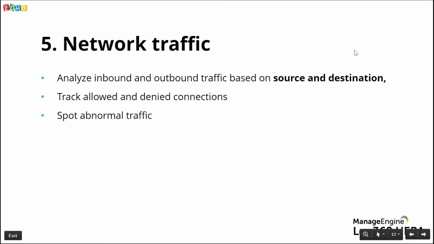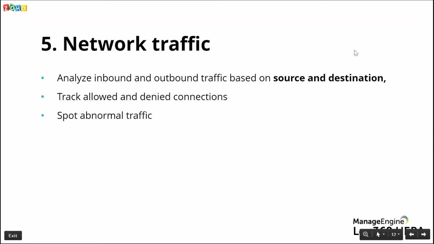And you need to track both allowed and denied connections, because your firewall might be blocking a specific IP address. And if you see that there is an unusual level of firewall denied connections, that could be the telltale sign of a breach, because that could mean that someone is trying to gain access to a resource in your network. So this is important to spot abnormal traffic.